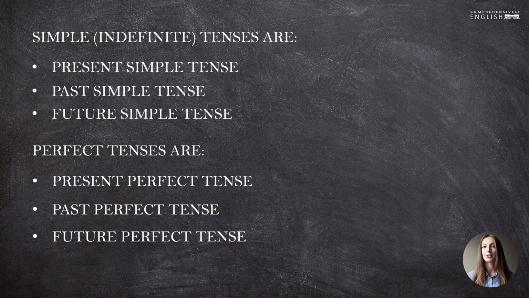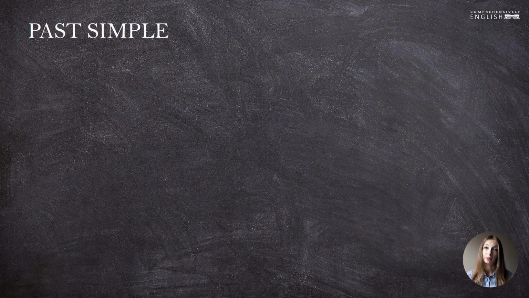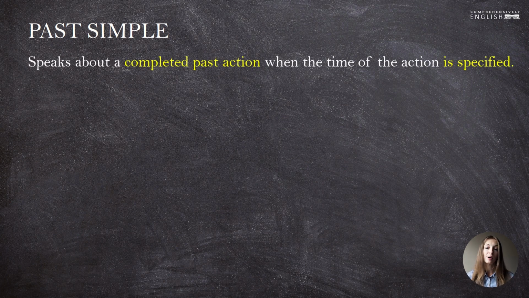Today we'll be talking about the difference between two tenses, specifically about the past simple tense and the present perfect tense. Let us begin with the past simple tense. The past simple tense, as you probably know, speaks about a completed past action when the time of this action is specified. It is very important because here we are talking about something that happened in the past, and we don't know whether it is connected to the present or not. That is not important. The action happened in a finished period of time in the past.